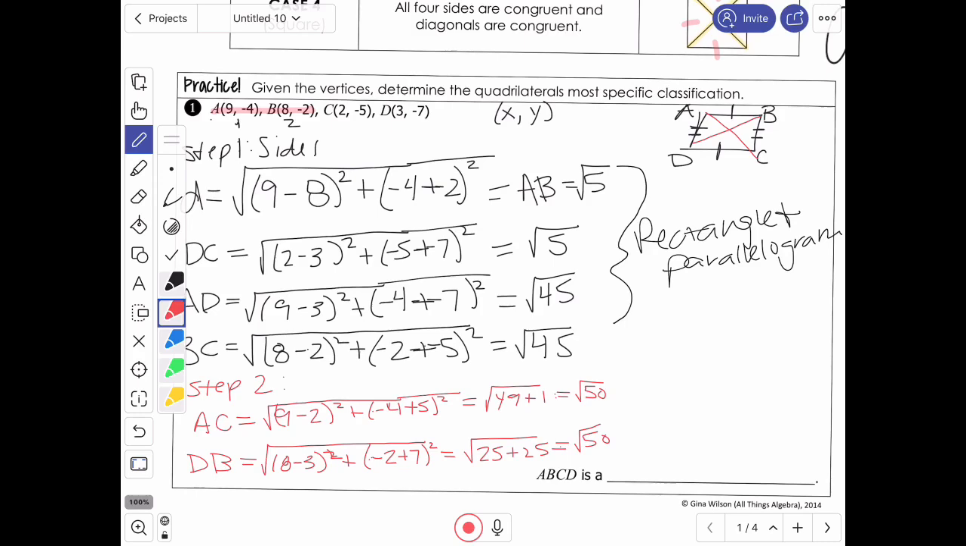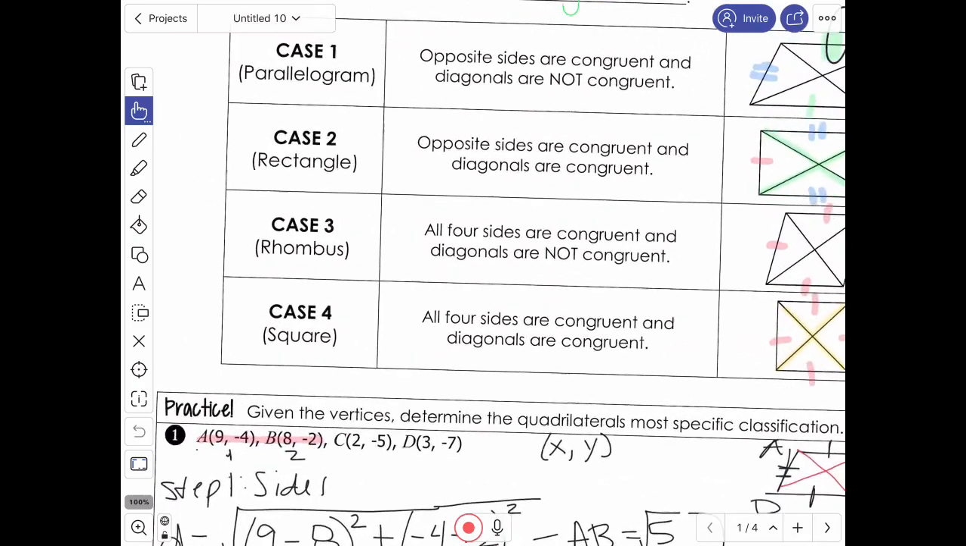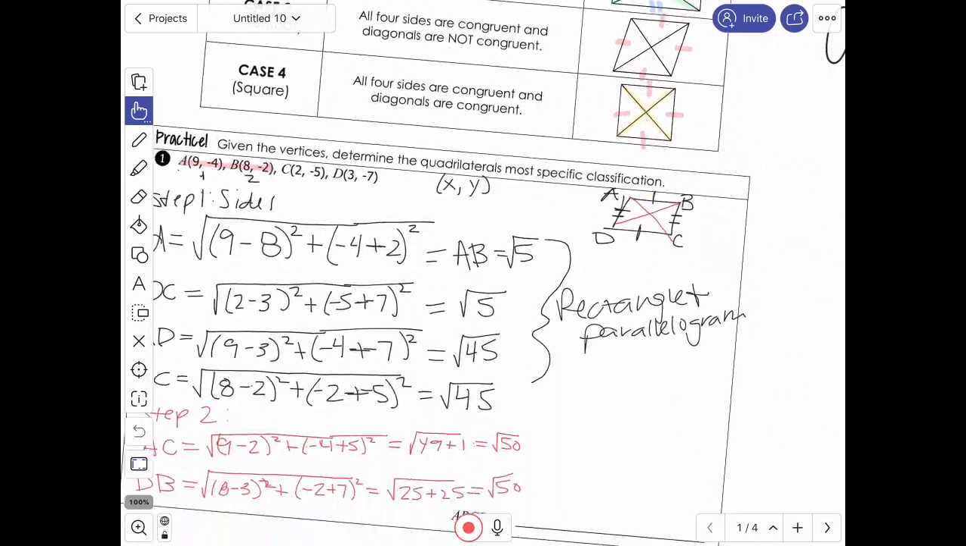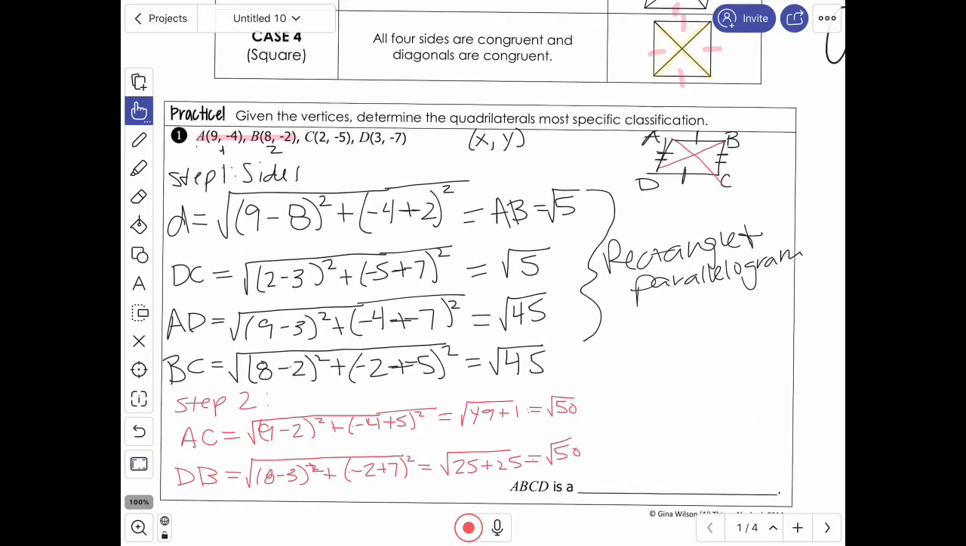For step 2, hopefully you got radical 50 for both AC and DB. So that shows me that my two diagonals are congruent. So that has to mean that this is a rectangle, okay? So we prove that opposite sides are congruent and the diagonals are congruent, which is just what case number 2 says. Opposite sides, diagonals are congruent. So we would say ABCD is a rectangle.